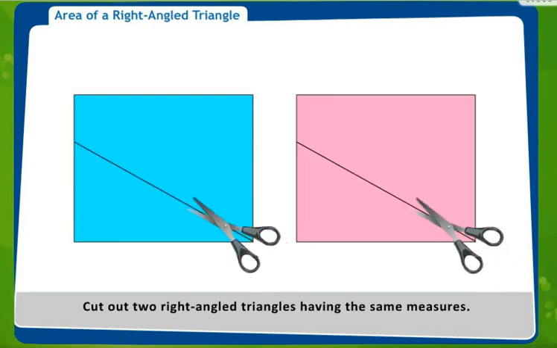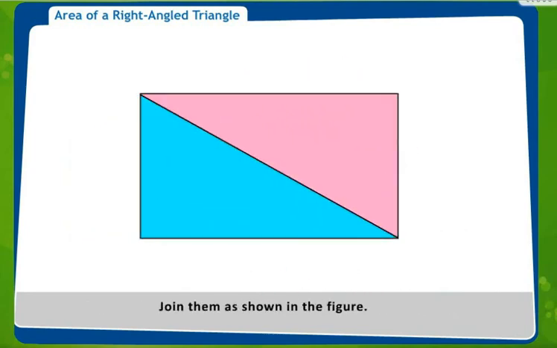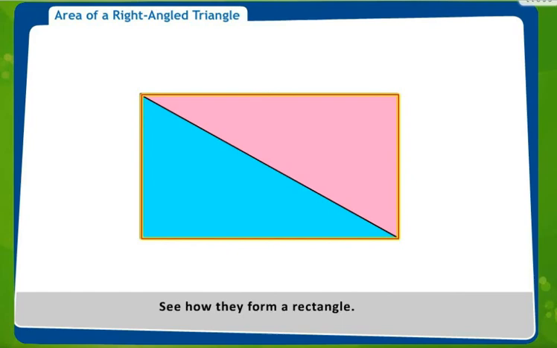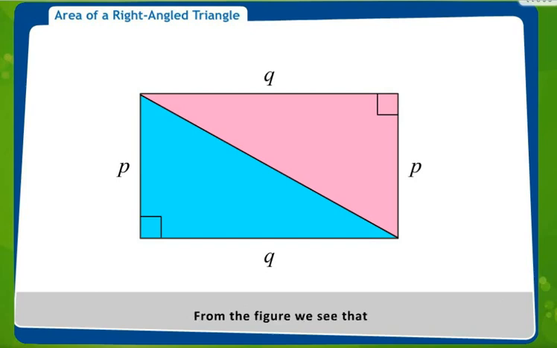Basically, if we cut a square, you can see you get a right angle triangle, and again when we join them, this is how they form a rectangle. The sides of length P and Q that form the right angle of the triangle are also the ones that form the sides of the rectangle. You can see how two right angle triangles form the rectangle.